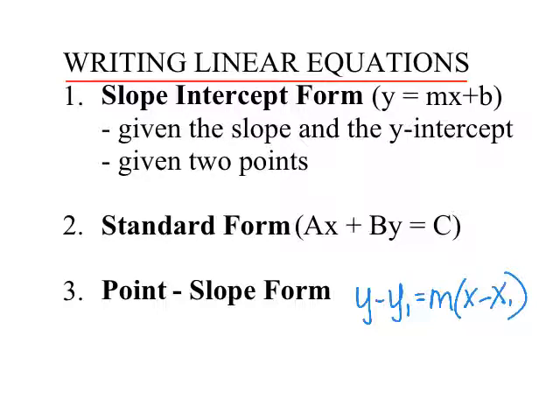Now, the information in this one is you're given your slope. You have to have your slope. And you have to have a point. And the point, we'll call it x1, y1. So you're going to just plug in x1, y1, and the m into this equation and then simplify. And you'll see an example or two.